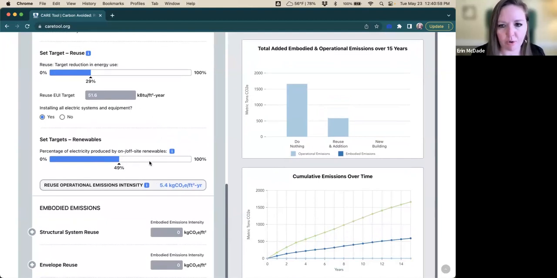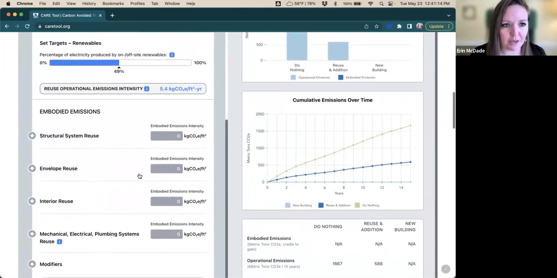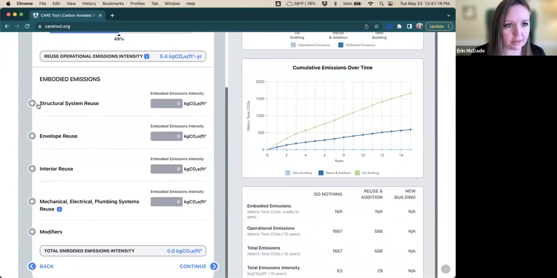And you could see here how if you wanted to model what it would look like to have a zero operating carbon building, that would be pretty easy to do by balancing these three pieces correctly: enough energy efficiency, all electric, and then procuring enough renewables. And then we get to the embodied carbon questions.